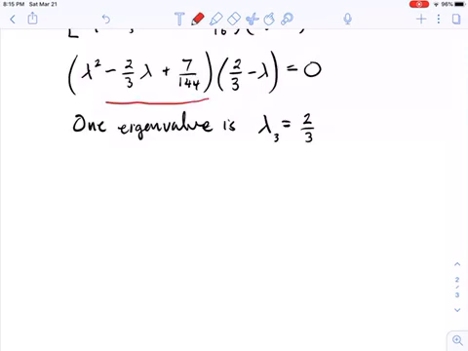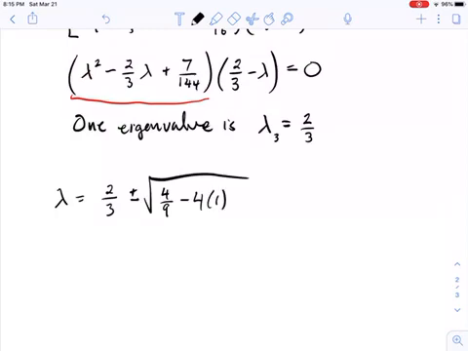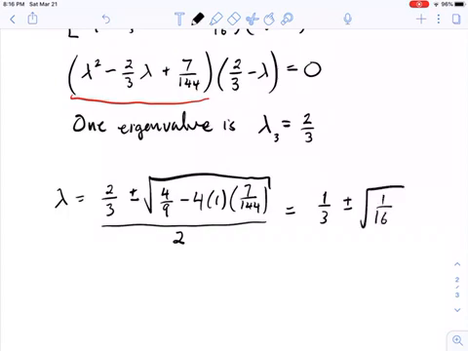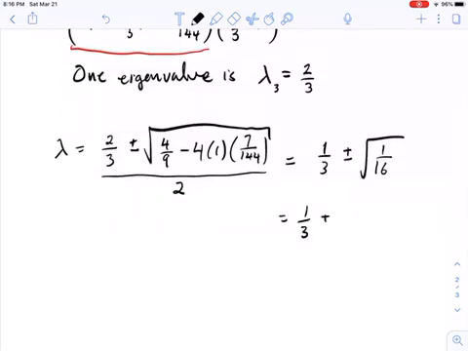Okay, and then the other two roots are determined by this quadratic equation. And so lambda is equal to minus b, which is minus minus 2/3, plus or minus the square root of b squared. So that's 4/9, minus 4a times c. A is 1, and c is 7/144. And then 2 times a, so we divide by 2. Okay, so 2/3 divided by 2 is 1/3, plus or minus. So if you actually evaluate the square root and then you divide by 2, what you end up with is plus or minus root 16, which is 1/3 plus or minus a quarter.